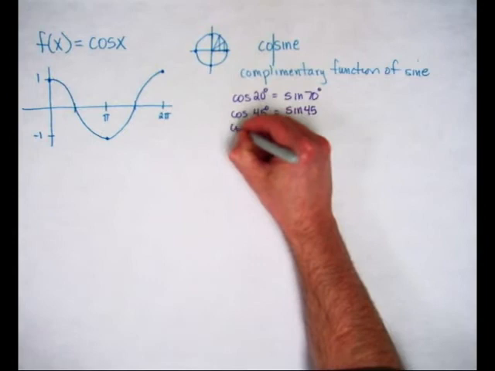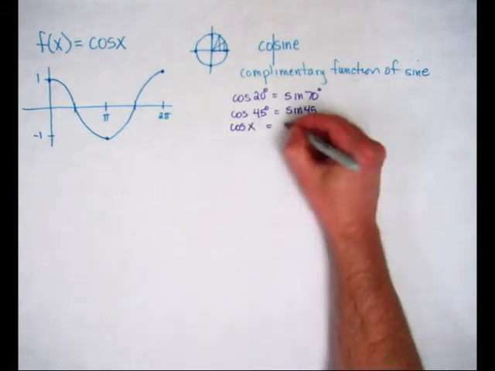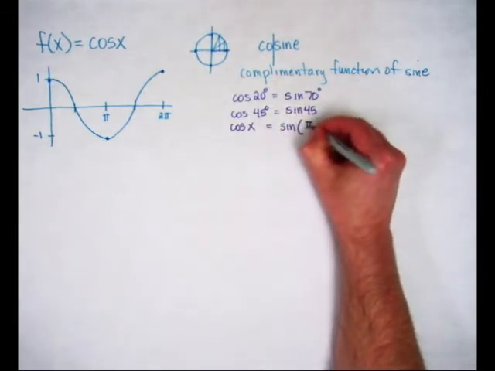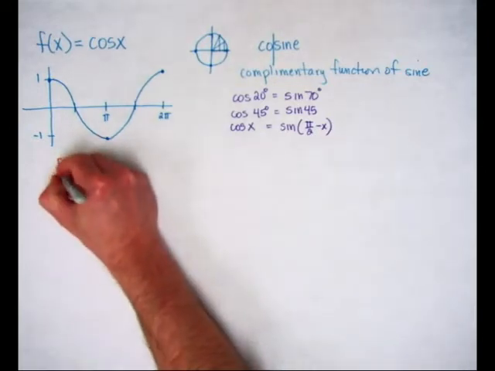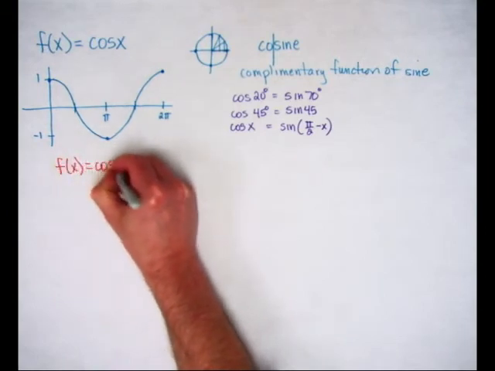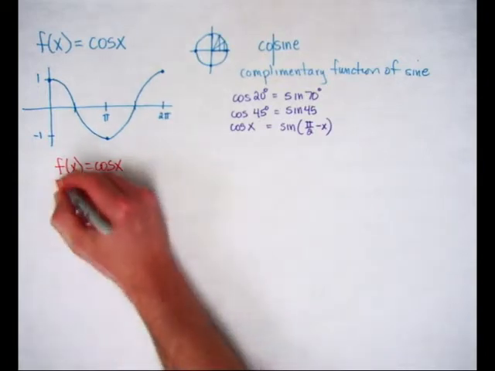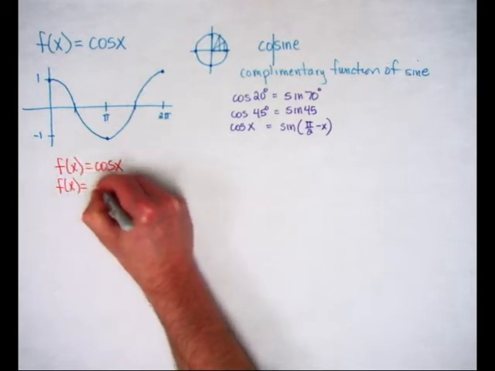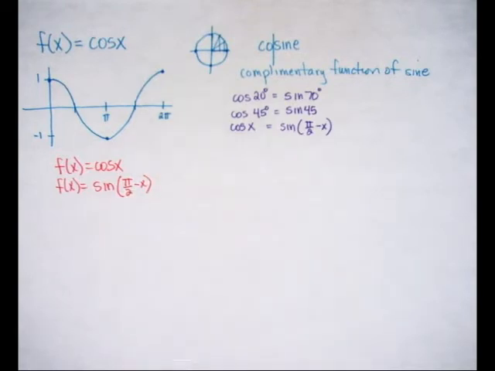So what if we extended that to the general case? What if we wanted to just have the cos of x? Well, the cos of x is just going to be the sine of pi over 2 minus x. Just 90 degrees subtract the x value. So our goal here is to find the derivative of cos x. So we want to find the derivative of f of x equals cos x. Well, we don't have a rule for that, but we do have a rule for sine. So why not write this function as f of x equals the sine of pi over 2 minus x? Because those are equivalent functions. That's what cosine is. It's just the complement of sine.